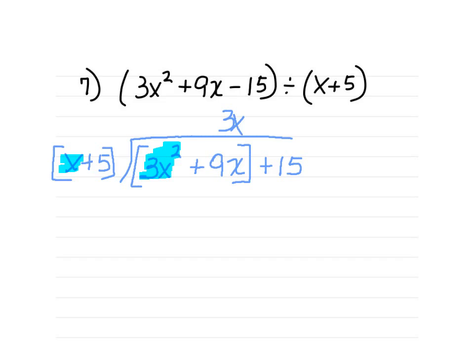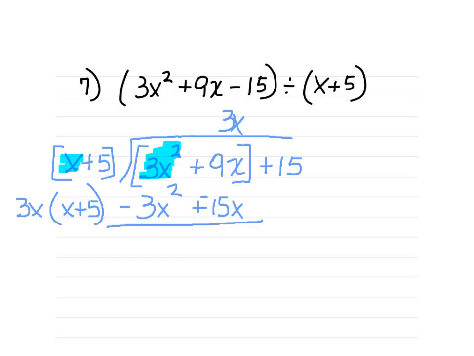So now let's multiply. 3x times x plus 5. We're going to distribute. 3x times x is 3x squared. 3x times positive 5 is positive 15x. Normally I subtract here, so I'm going to change all the signs and add. So 3x squared minus 3x squared, well, that cancels out the 3x squared. Positive 9x plus negative 15x is negative 6x. Then I'm going to bring down the next term, which is positive 15.